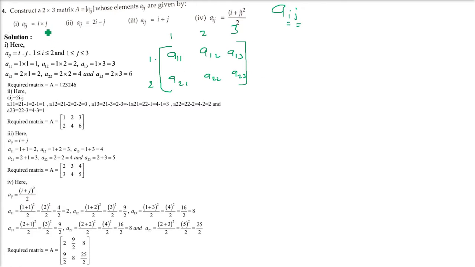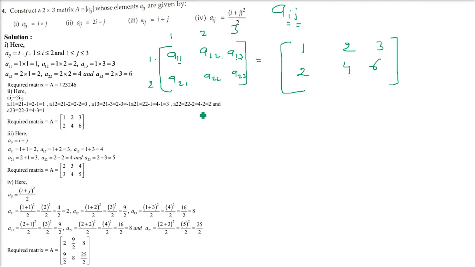So just remember, just multiply i and j and put it in the place of A11. That is, just multiply 1 into 1 and put it here. 1 into 2, 2, 1 into 3, 3. Similarly, 2 into 1, 2, 2 into 2, 4, 2 into 3, 6. Clear? How did it come?